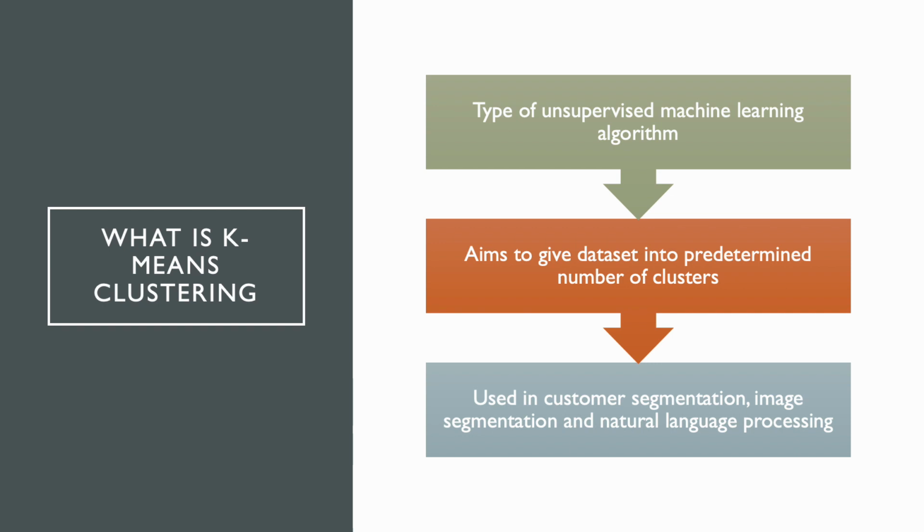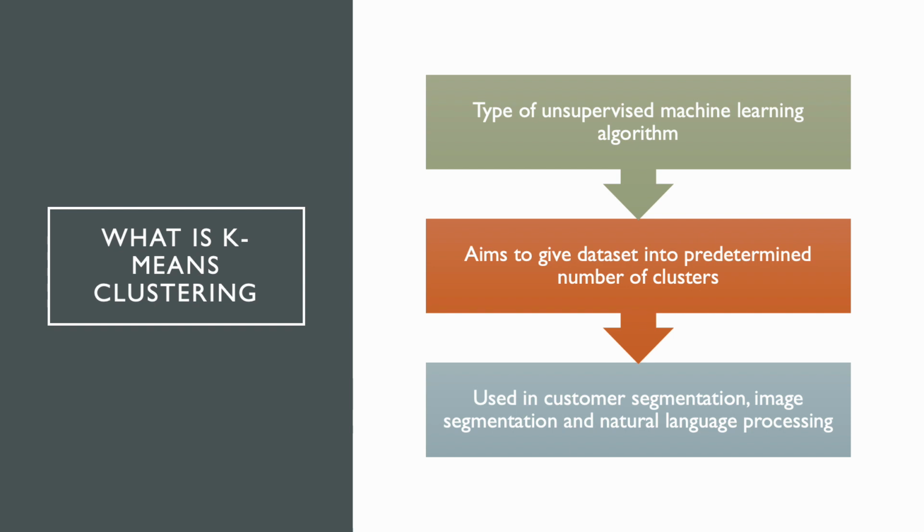What is k-means clustering? K-means clustering is a popular, unsupervised machine learning algorithm that is used for cluster analysis. The aim of k-means clustering is to partition a dataset into a predetermined number of clusters where each data point belongs to the cluster with the closest mean. K-means is very simple to use and it is used in customer segmentation, image segmentation, and natural language processing.